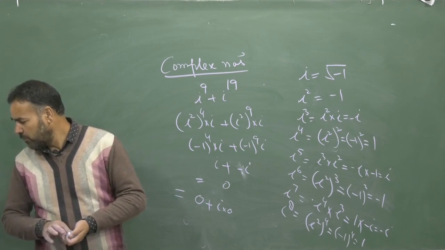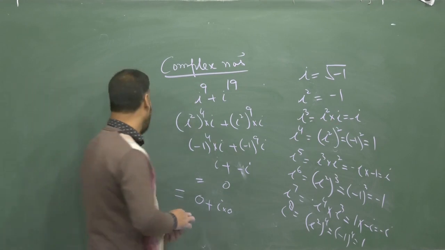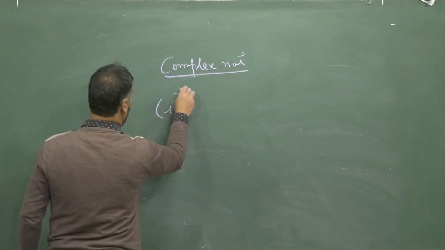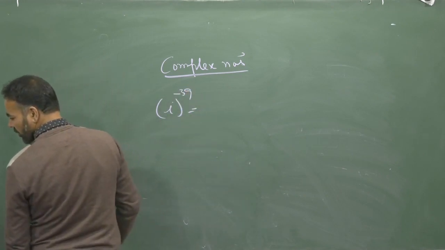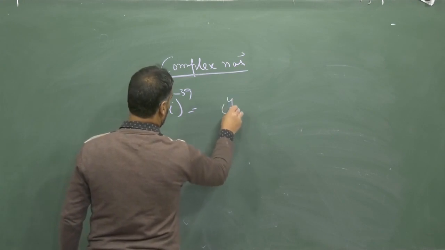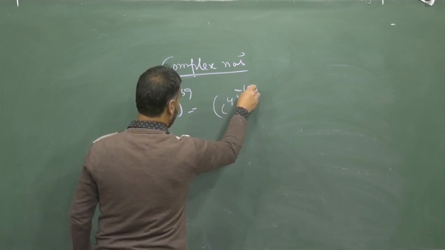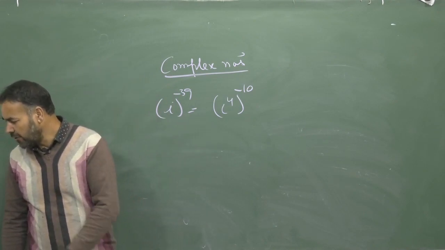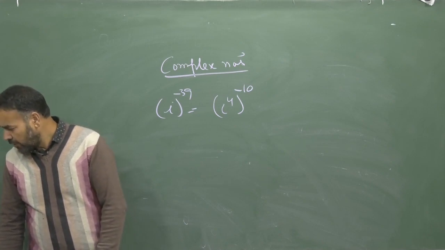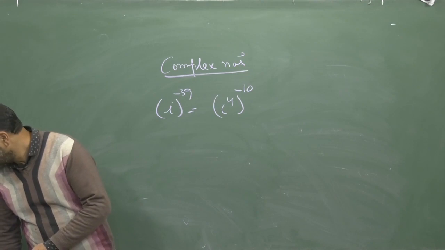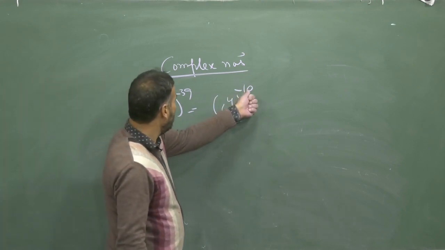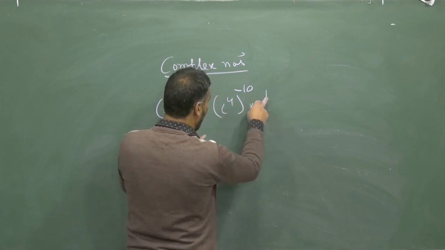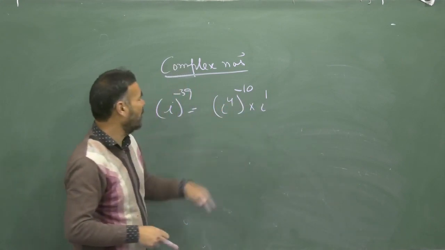Now what will happen if we have to find the value of iota raised power -39? We can write it as iota raised power 4 raised power -10, so it is iota raised power -40 into iota. That is iota raised power 4 into -10, that is iota raised power -40 into iota raised power 1. So -40 plus 1 will be iota raised power -39.